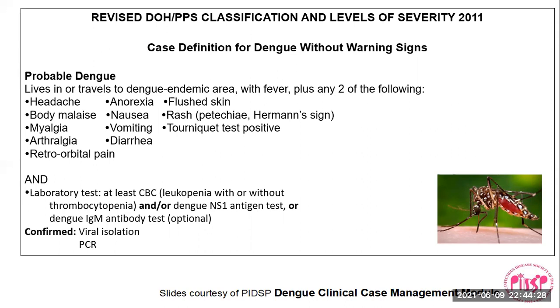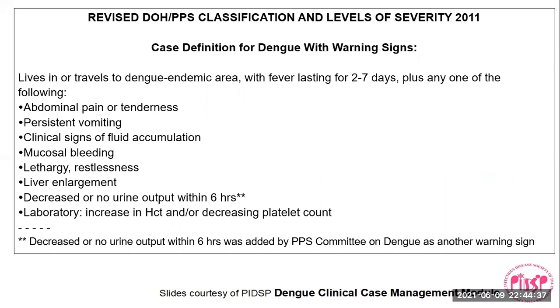A probable dengue case becomes a confirmed dengue case once there is viral isolation or PCR, based on this DOH classification. So what is the definition for dengue with warning signs? The patient again lives in a dengue endemic area with fever plus any one of the following.